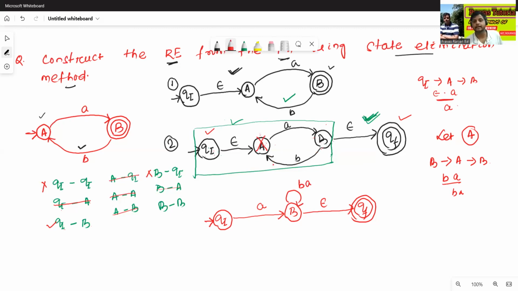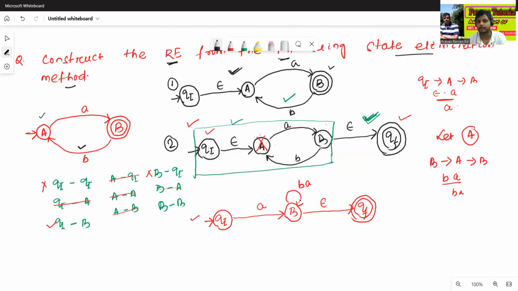So initially, the paths in the previous case and the current case, all paths are preserved. All paths are the same, we can observe. In the previous case and the current case, all paths are preserved, which means all paths are the same.